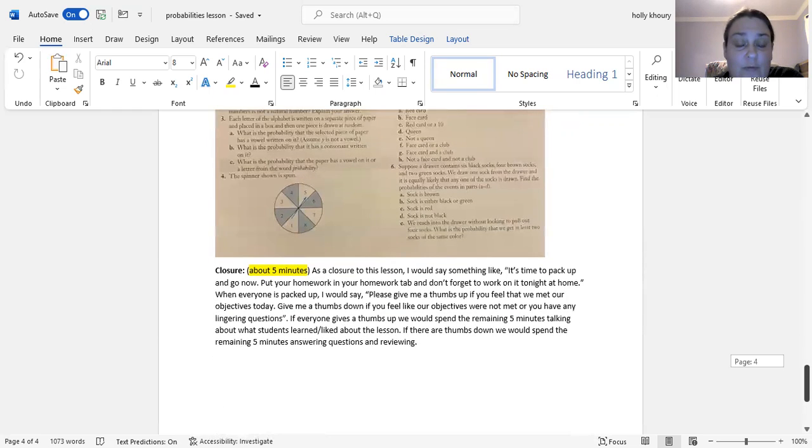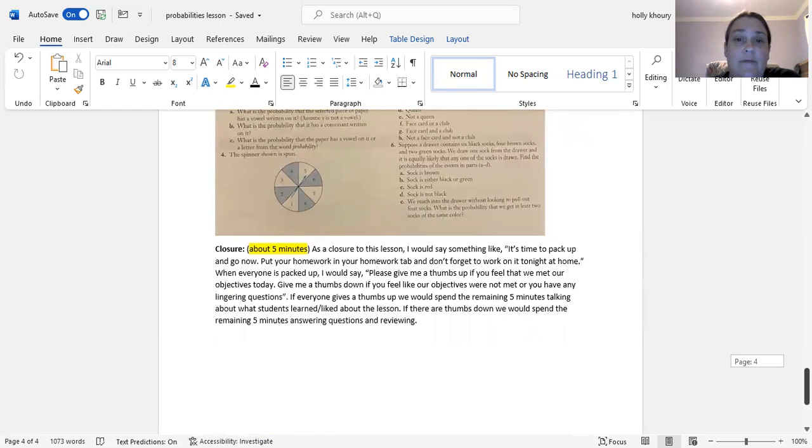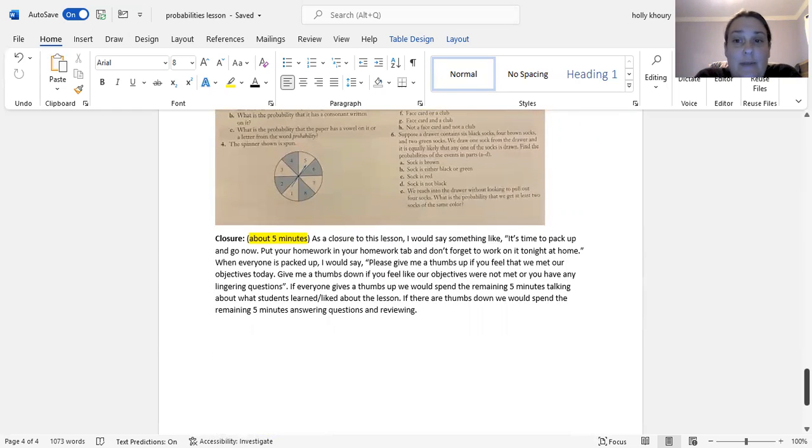And then moving on to closure, which will take about 5 minutes, I would say something like, it's time to pack up and go now. Put your homework in your homework tab and don't forget to work on it tonight at home. When everyone is packed up, I would say, please give me a thumbs up if you feel that we met our objectives for today. Give me a thumbs down if you do not feel like we met our objectives or you have any lingering questions.